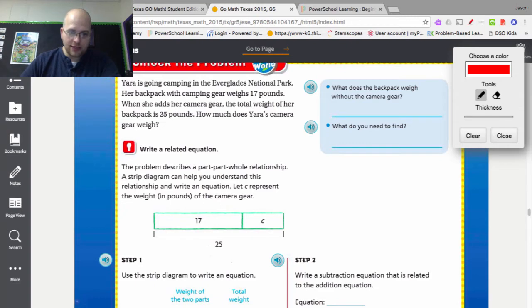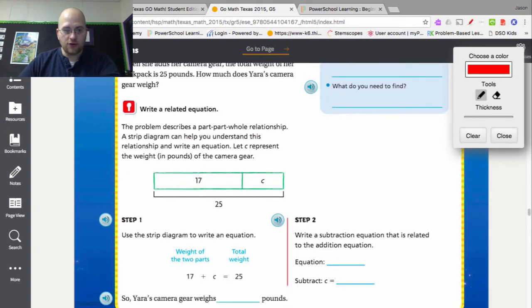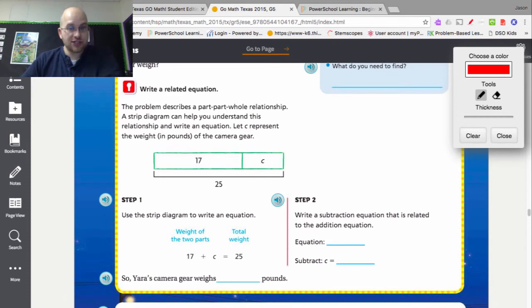This is how we will write the addition equation. We will say the weight of the two parts, just like you would if you knew this number. 17 plus C equals 25. That's our addition equation. Now, the way we solve the problem is we basically do the inverse operation. We subtract. Remember, addition and subtraction are opposites. Subtraction cancels addition. So, if I have 17 plus C equals 25, what would the opposite be?